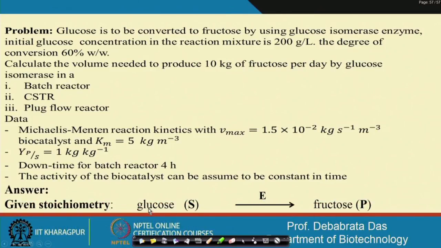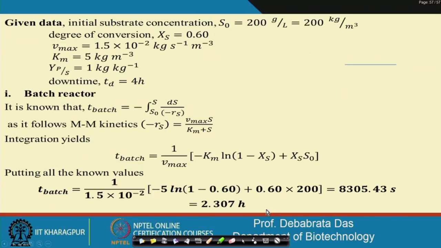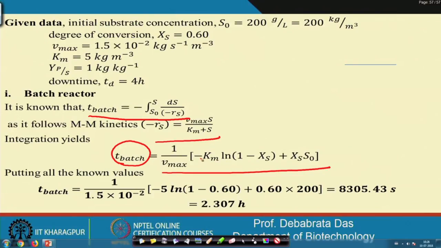Now this is the stoichiometry we have. 1 mole of glucose in presence of enzyme produces 1 mole of fructose. Now these different parameters are given. Now we have already seen the T batch. What is the T batch? T batch equals minus the integral from S0 to S of dS by minus RS. What is minus RS? RS is the velocity of reaction. What is the velocity of reaction? Vmax S by Km plus S. Am I right? By integration we have already found this expression: T batch equals 1 by Vmax times [Km ln(1 minus XS) minus XS times S0]. This we can easily find out.